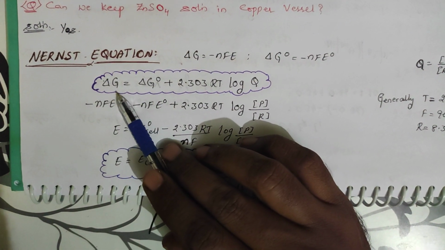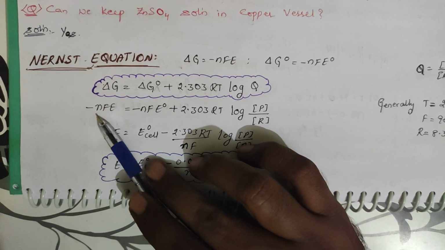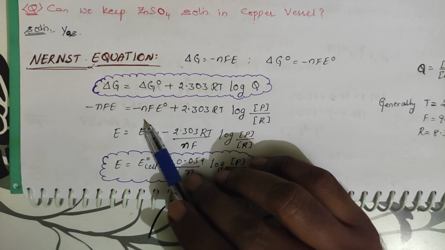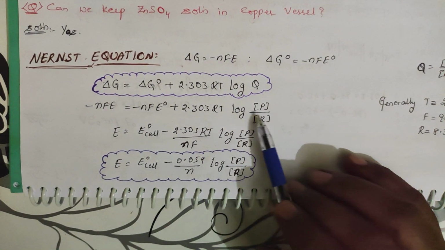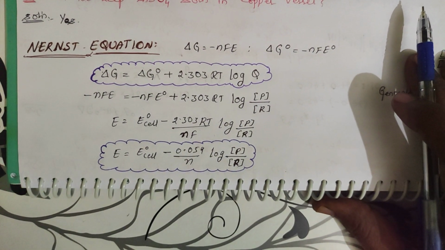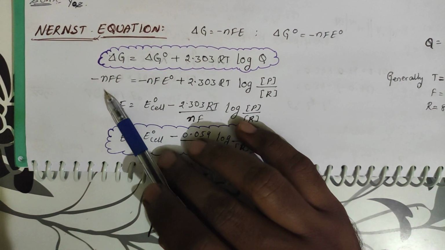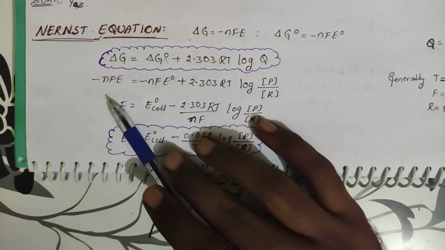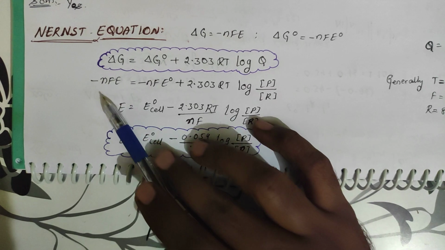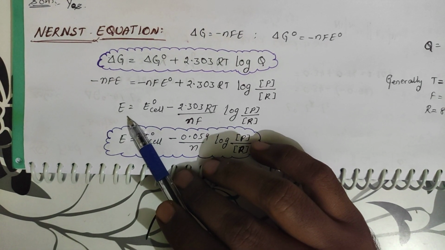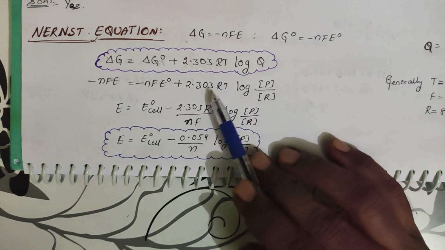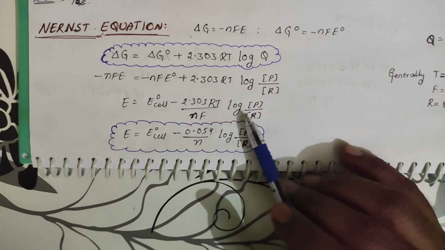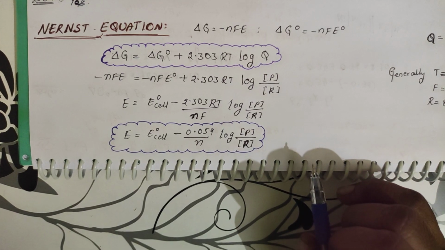And we know the value of delta G is minus nFE. Delta G naught is equal to minus nFE naught. In the same way, plus 2.303 RT log concentration of the products by concentration of the reactants. I am dividing the entire equation by nF. So nF gets cancelled and you have E here, minus E naught here, plus 2.303 RT by nF log concentration of products by concentration of reactants.